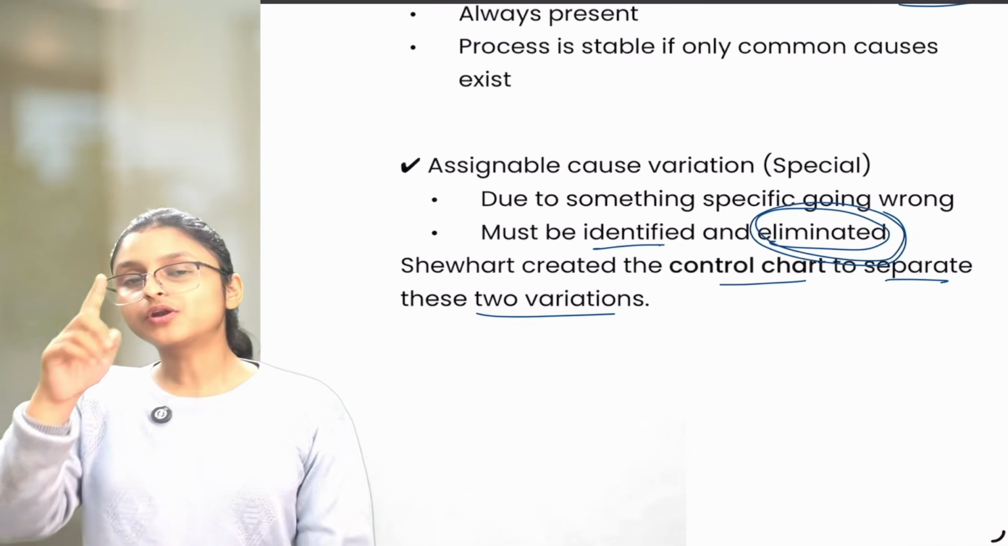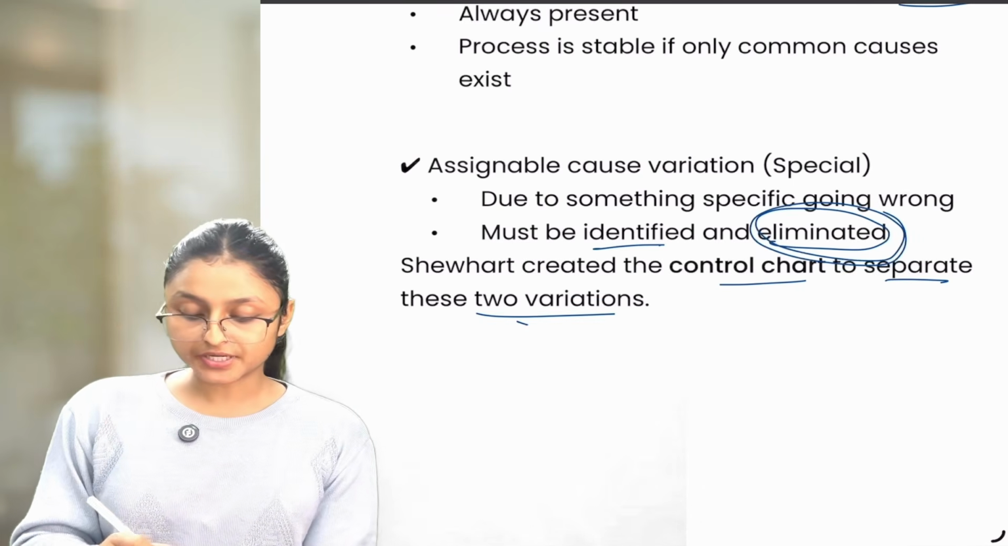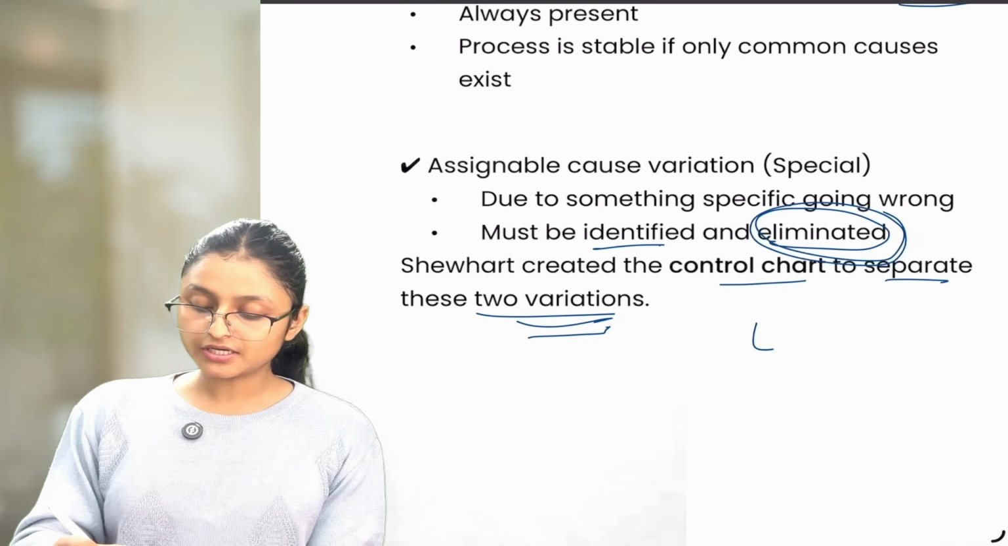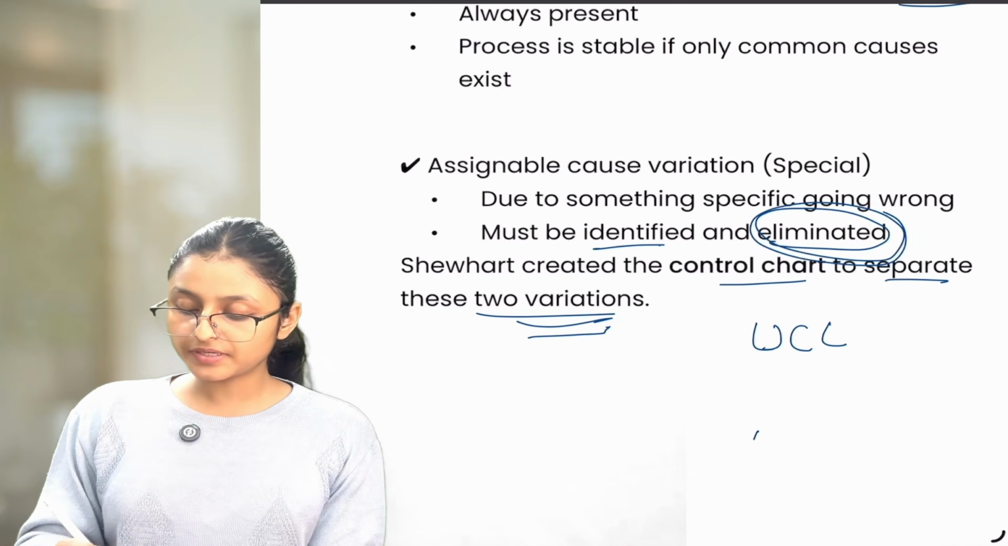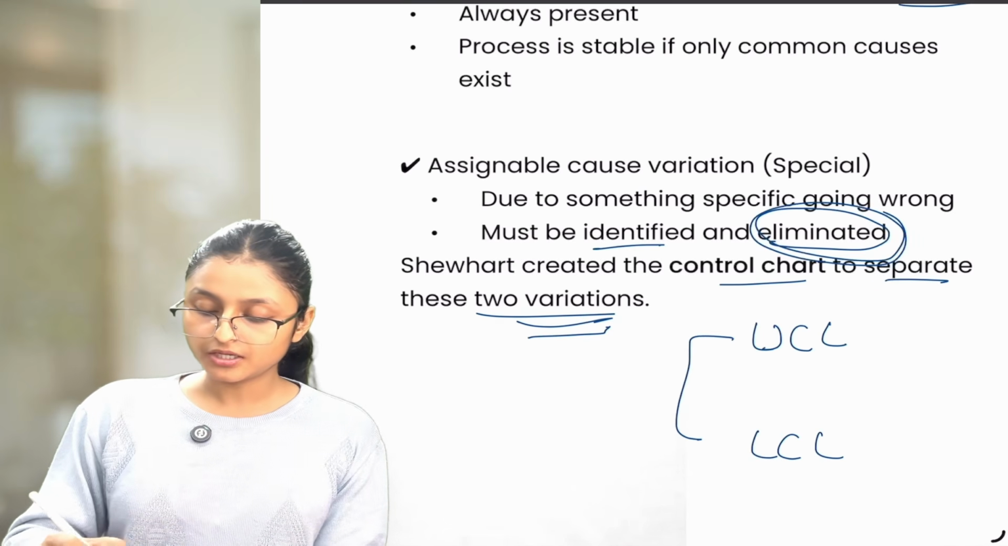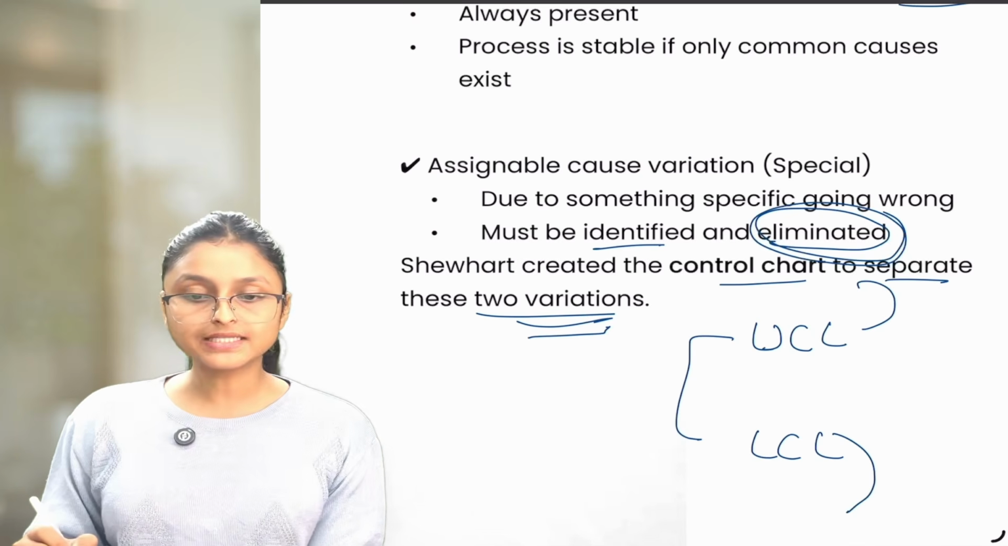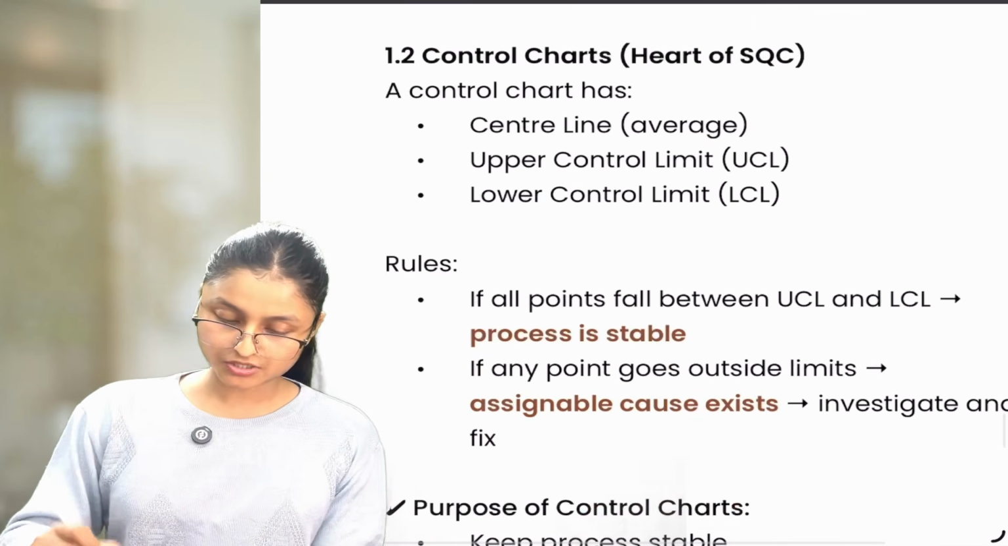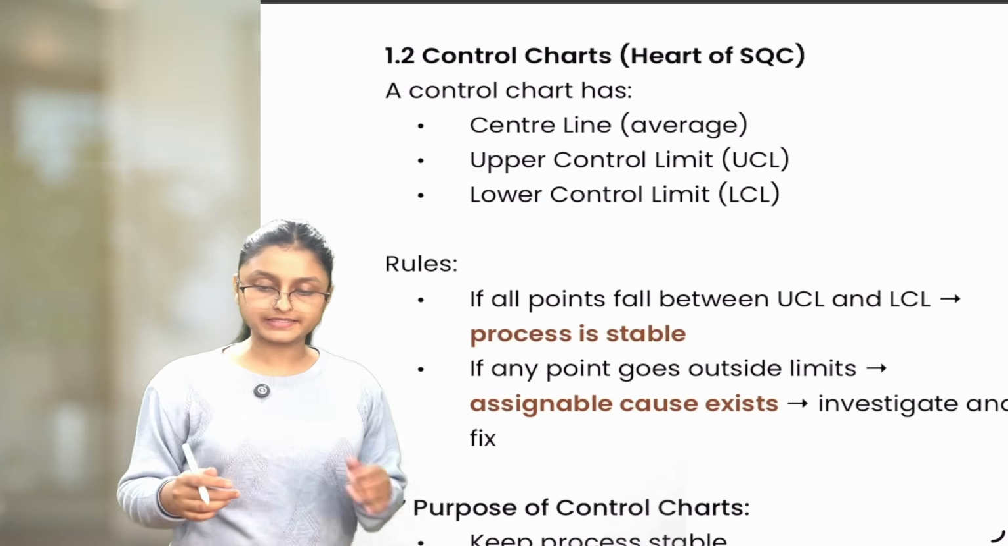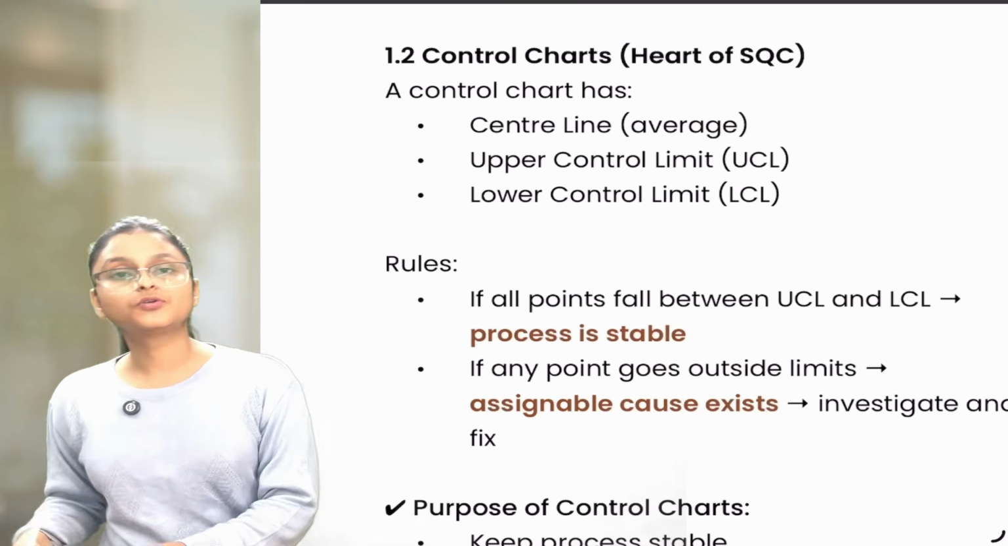So we have already seen the control charts, which separate these two variations. If the variation is between the upper control limit and lower control limit, then it is normal. But if it goes outside that, then it is treated as special variation. So a control chart has a center line, upper control limit and lower control limit.